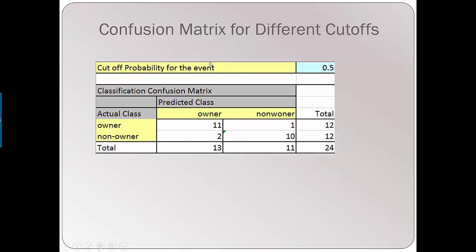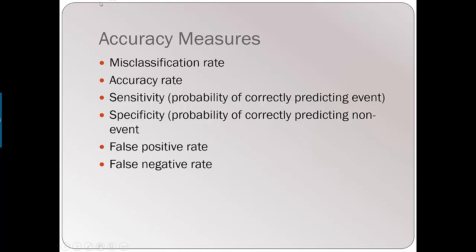Now, based on this confusion matrix, once we have constructed it, we can compute all of these different measures of accuracy: misclassification rate, accuracy rate. Then we have a couple of measures called sensitivity and specificity, and then false positive rate and false negative rate. So let's examine these one by one.